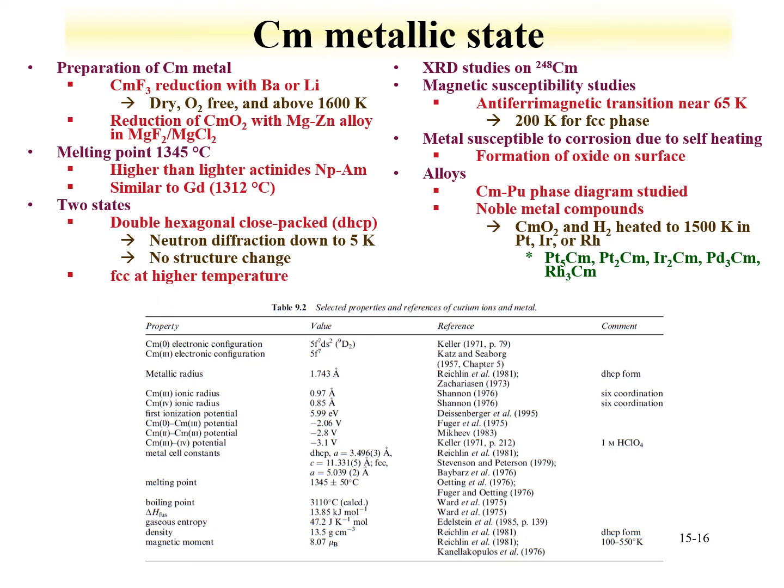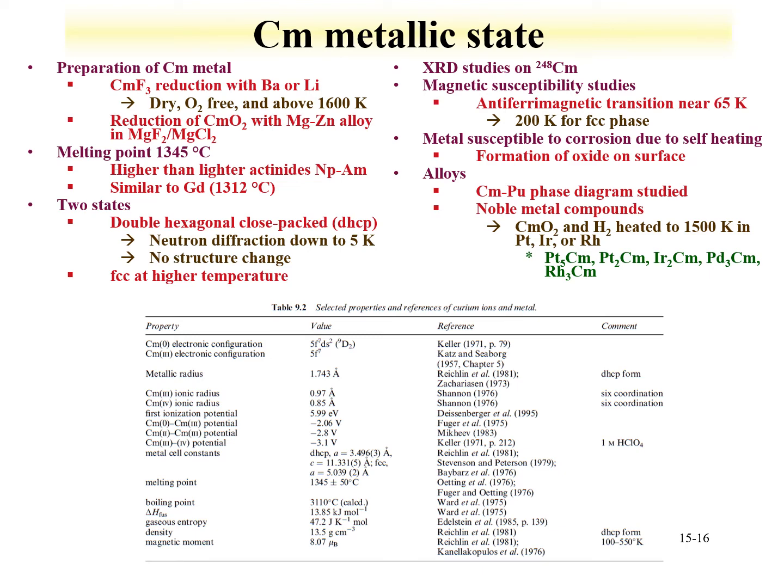The information on the metal phases and melting points is shown here, and data on curium ions, including the ionization potentials and ionic radii, are listed here. The metal itself is susceptible to corrosion due to self-heating. Formation of oxides on the surface has been identified. This is primarily true with curium-244, the shorter half-life isotope.